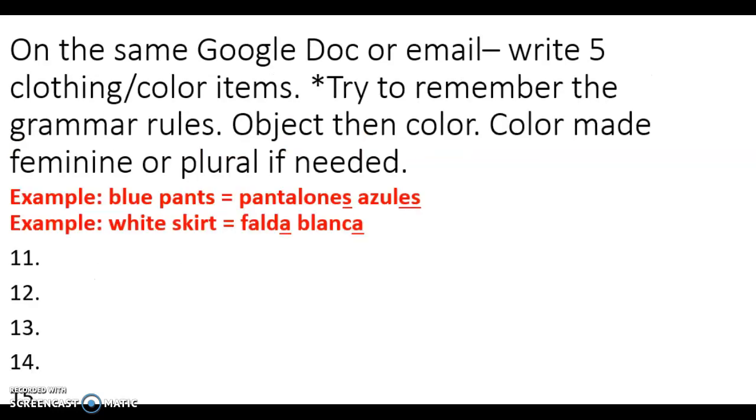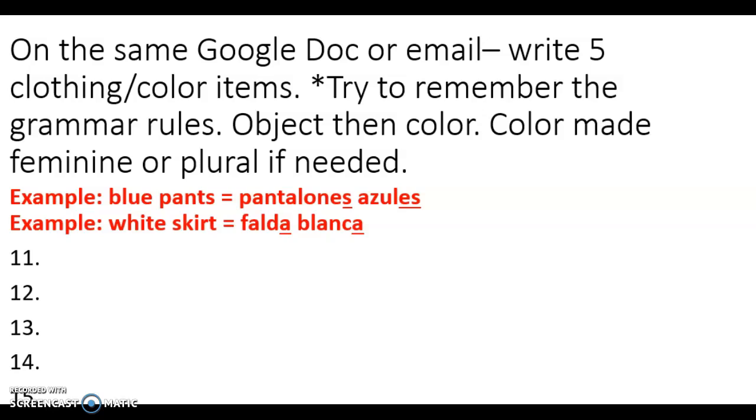And your final 5, on that same Google Doc or email, write 5 clothing color items. So try to remember our grammar rules. You would have your object and then your color comes afterwards. You would want to make sure you're matching your colors up. If you have a feminine word like blusa, then that would pull blanca. Or if you had something plural like zapatos, that would pull negros.